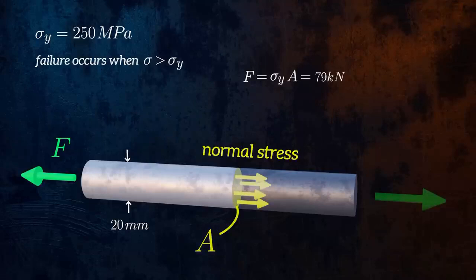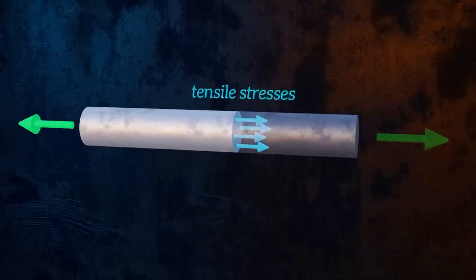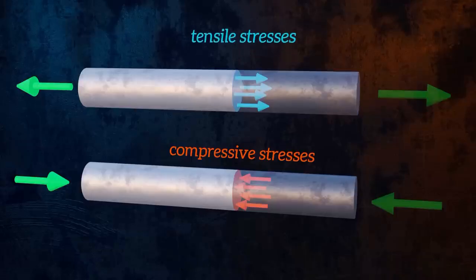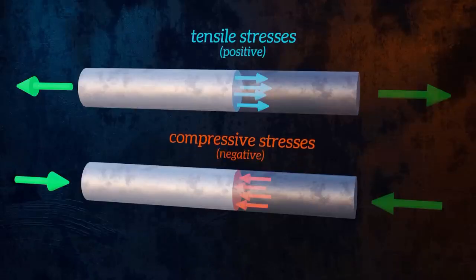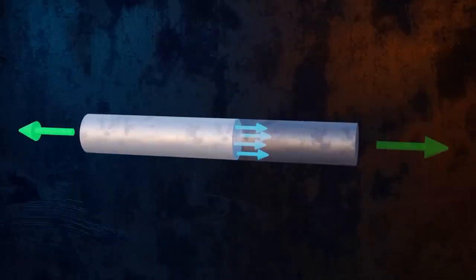Normal stress can be either tensile or compressive. In this case, the stress is tensile, because the forces are stretching the bar. If the forces were trying to shorten the bar, we would have a compressive stress. The sign convention that is normally used is that tensile stresses are positive values and compressive stresses are negative values. In the case of our bar, it is reasonable to assume that the stresses are distributed uniformly across the cross-section and along the length of the bar.